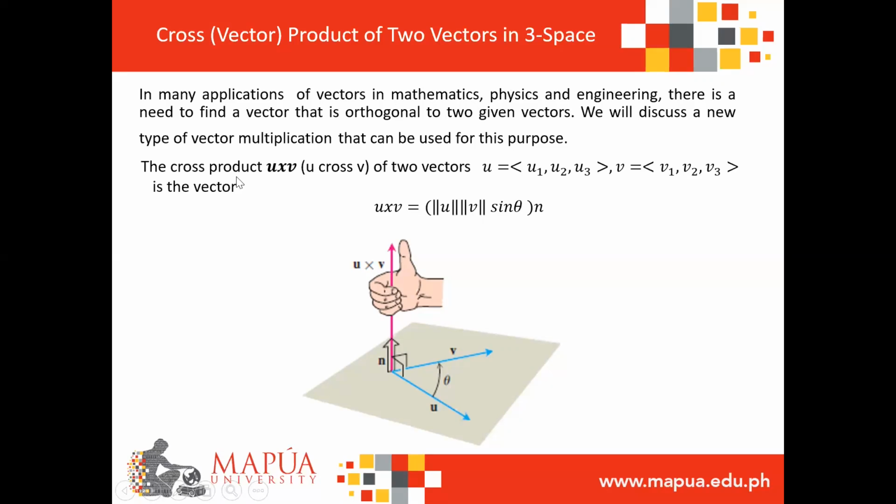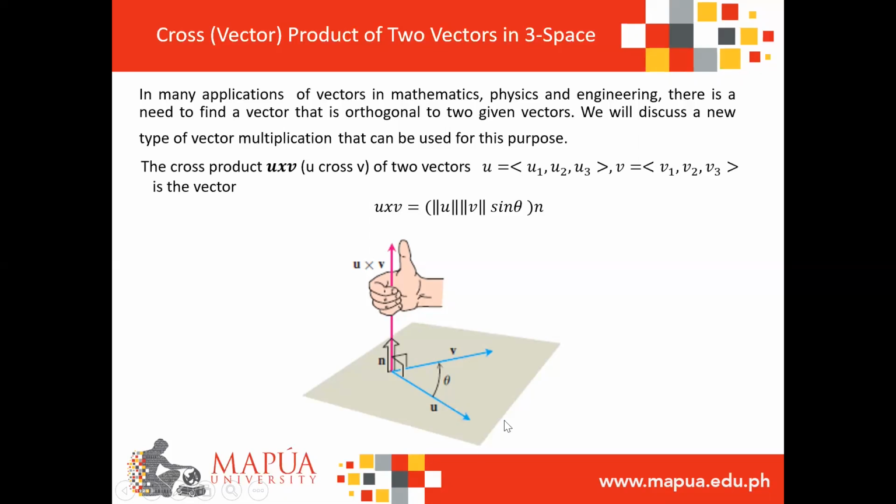The cross product, denoted as U cross V, of two vectors, U, whose components are U1, U2, U3, and V, whose components are V1, V2, V3, is the vector U cross V equals the product of the magnitudes of the two vectors U and V, multiplied by sine theta, multiplied by n, representing the normal vector.